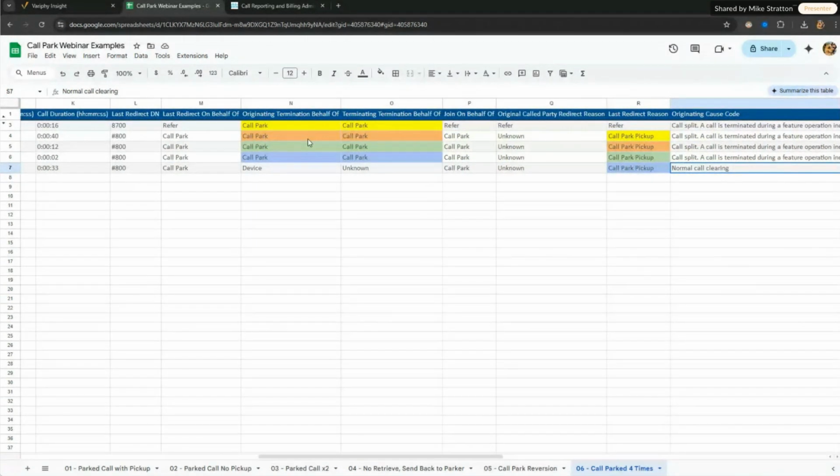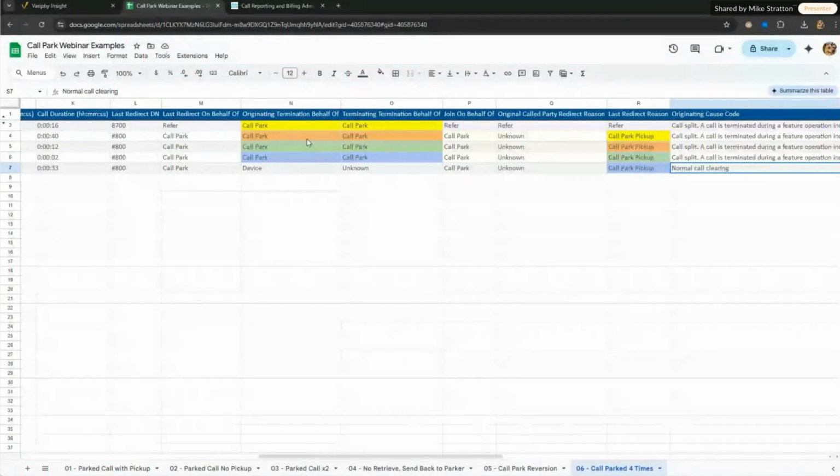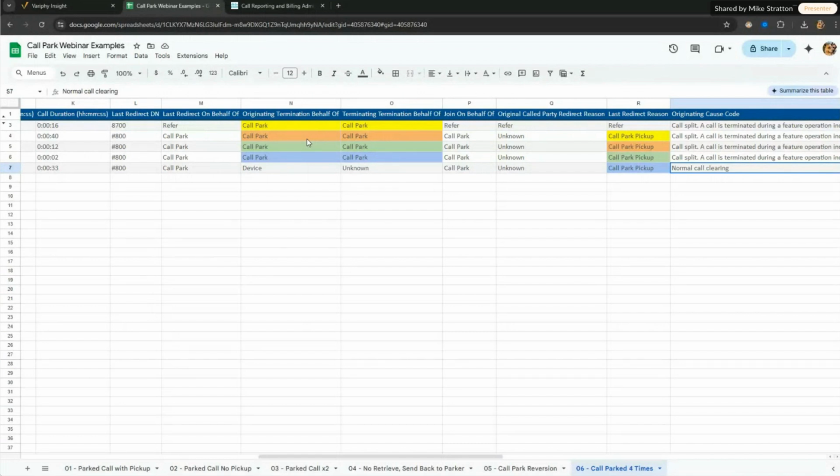In many cases, the agents or the people who are parking the calls will retrieve the call and then repark it. Maybe just saying, hey, thank you for waiting, or give us a couple more minutes, or whatever. But for whatever reason, we see that a lot.